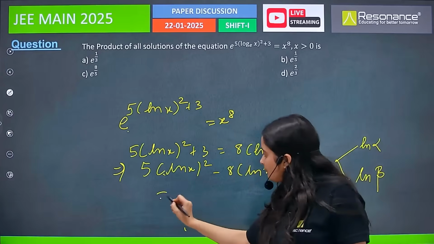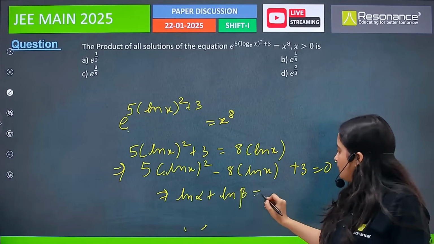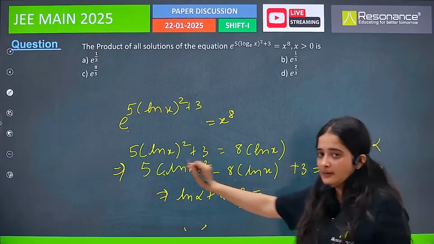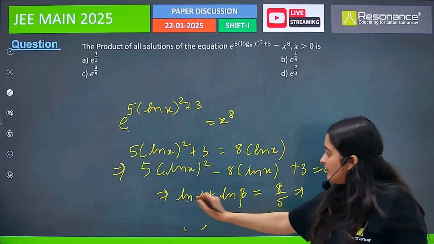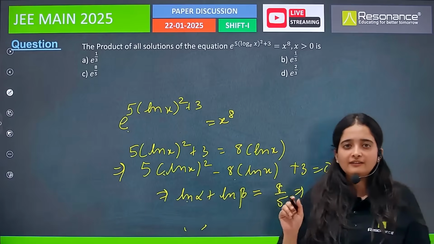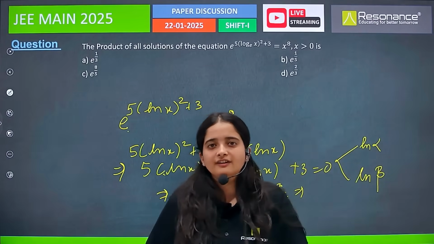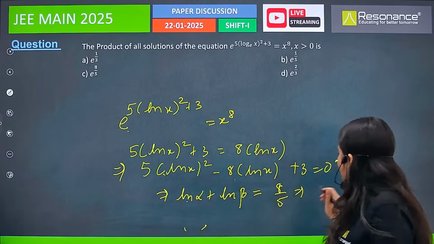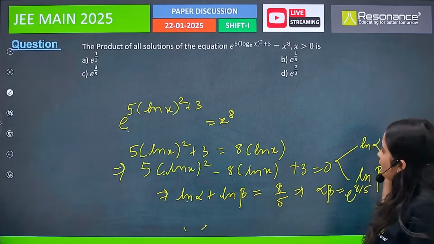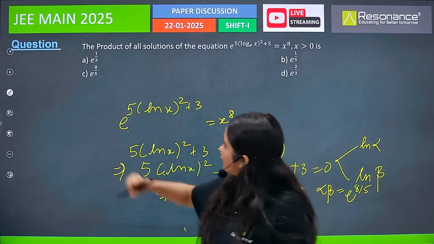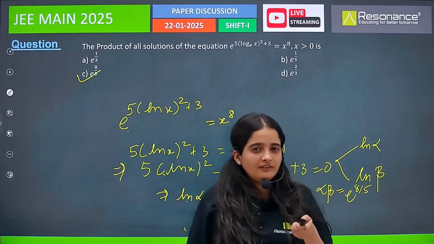Let's solve. So I will get ln alpha plus ln beta, the sum of roots, equal to what? B by A, 8 by 5. Ln x plus ln y is what? Ln xy. So ln alpha plus ln beta will be equal to ln alpha beta. So ln alpha beta is 8 by 5. So alpha into beta equals e power 8 by 5. Which option is correct? Option number C. Completed. Next question.